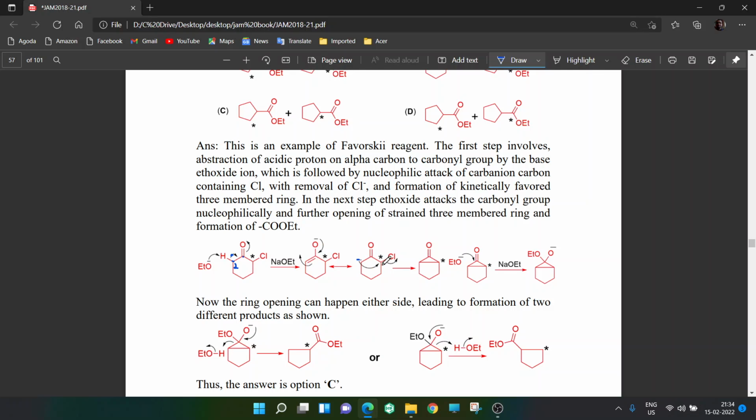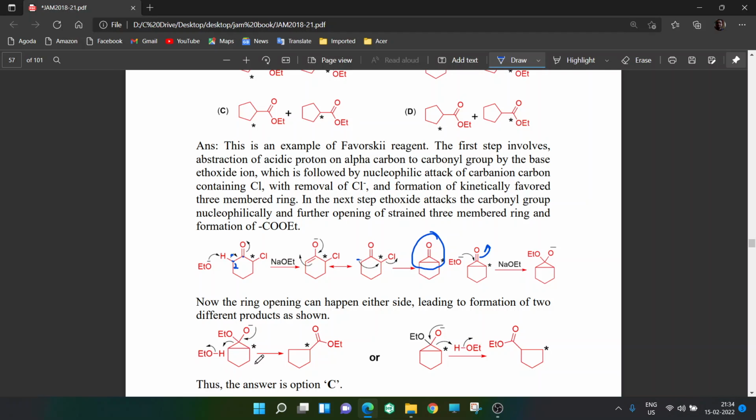This negative charge will go and attack this carbon alpha to the C=O, Cl minus leaves, and you get a 3-membered ring. Now the 3-membered ring is kinetically favored, it happens very fast because close attack is favored, but it is not stable. Then what happens in the next step? The ethoxide ion attacks this carbonyl group, so OEt comes here, this C=O comes here, and you get O minus. Now this O minus comes back, and then the 3-membered ring opens up.